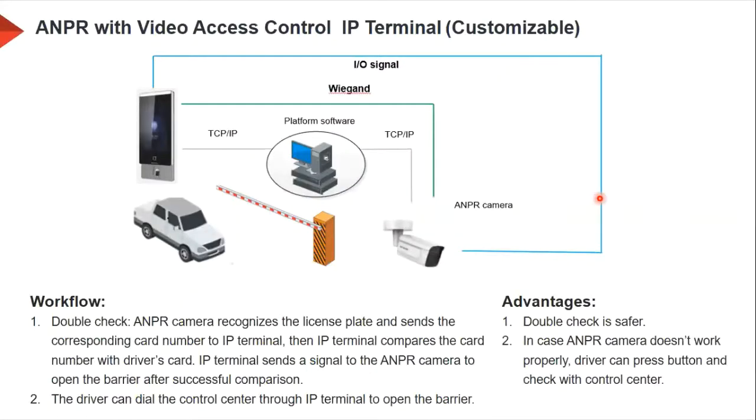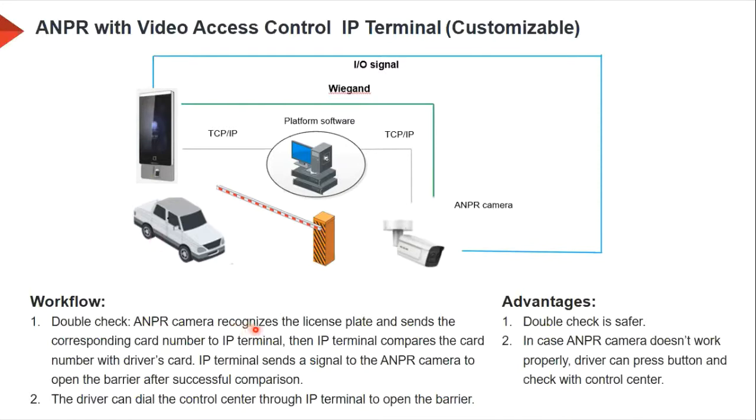All right, now the other one with a video access control terminal. So what we've done here is we've got our ANPR camera that will be talking to the access control terminal via a Wiegand interface. So that is two sets of wiring that you're going to need from the camera: a network cable to go back to your platform, your back-end system, and a Wiegand hardwired connection back to the terminal. So the double check basically works like this.